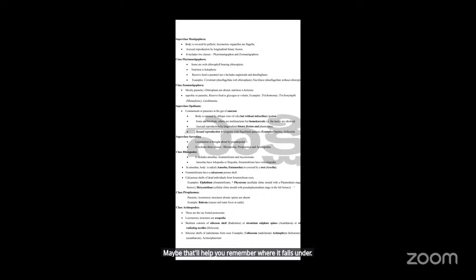Then moving on to the next superclass under subphylum Sarcomastigophora, which is Sarcodina. Locomotion is brought about by pseudopodia. These are finger-like structures found on the pellicle, which we also know as false feet. This superclass has its own three classes: Rhizopodia, Piroplasmia, and Actinopodia. So let's start with Rhizopodia.